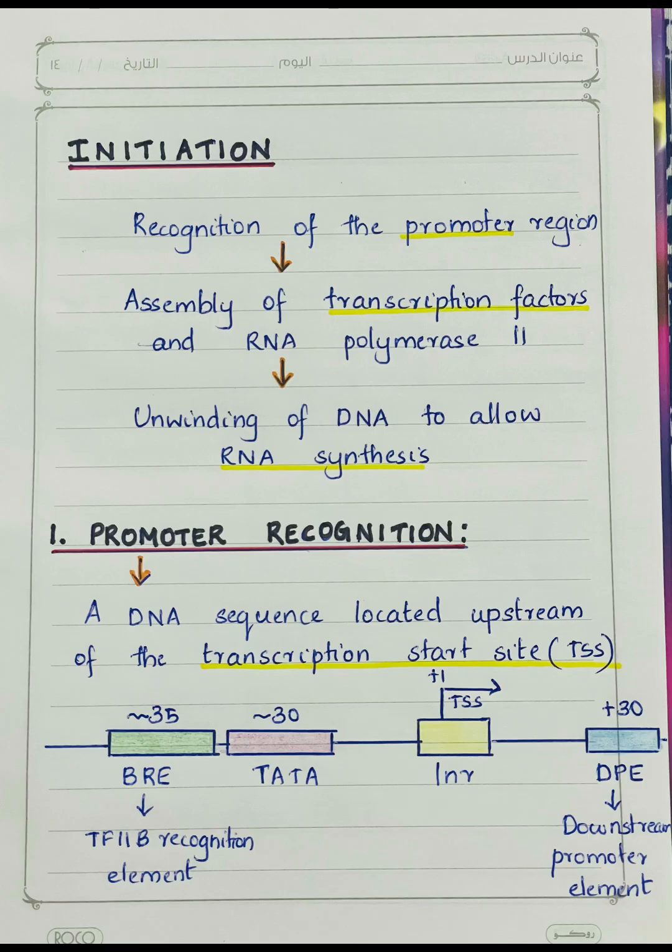Another element is BRE. The full form of BRE is TFIIB recognition element. It helps the transcription factor TFIIB bind to the promoter and in turn helps RNA polymerase to start transcription. INR is the initiator element. It is located exactly at the transcription start site, that is the +1 position. DPE is called the downstream promoter element, which is located downstream, that is after the transcription start site, usually around +28 to +32.